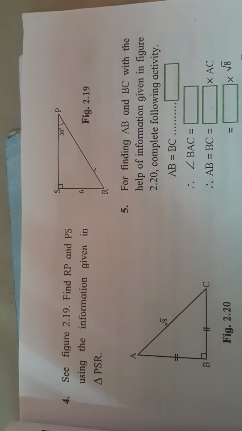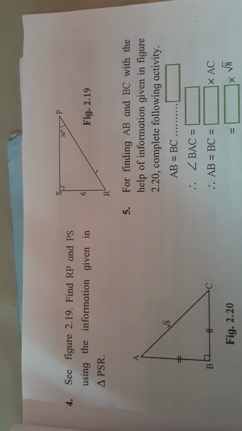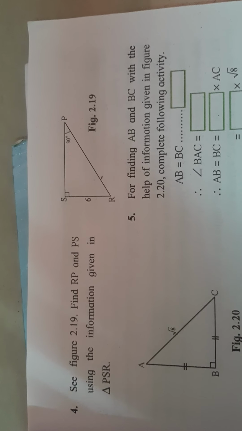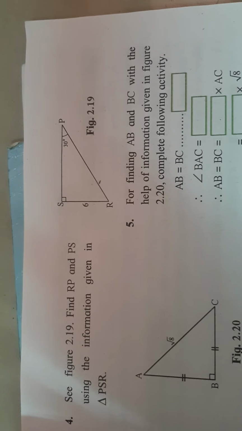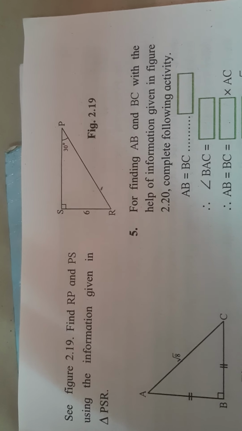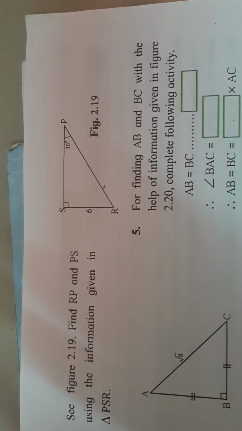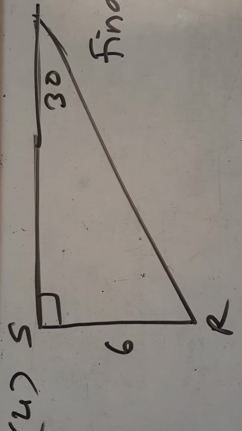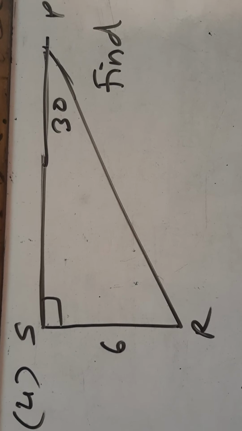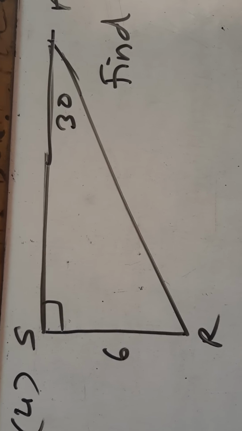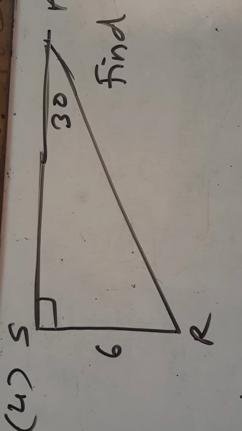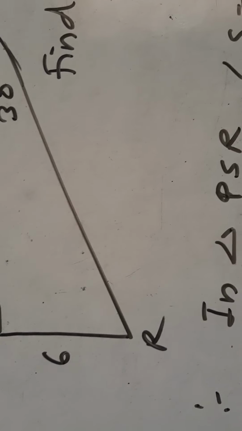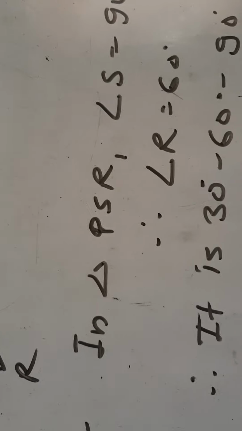Now we see the fourth problem. In the figure, find RP and PS using the information given in triangle PSR. In triangle PSR, angle P is 30 degrees, angle S is 90 degrees, and the measure of one side, SR, is 6. If you observe, the triangle is a 30-60-90 triangle. P is 30, S is 90, so the remaining angle R is 60. So we can use the 30-60-90 triangle theorem.